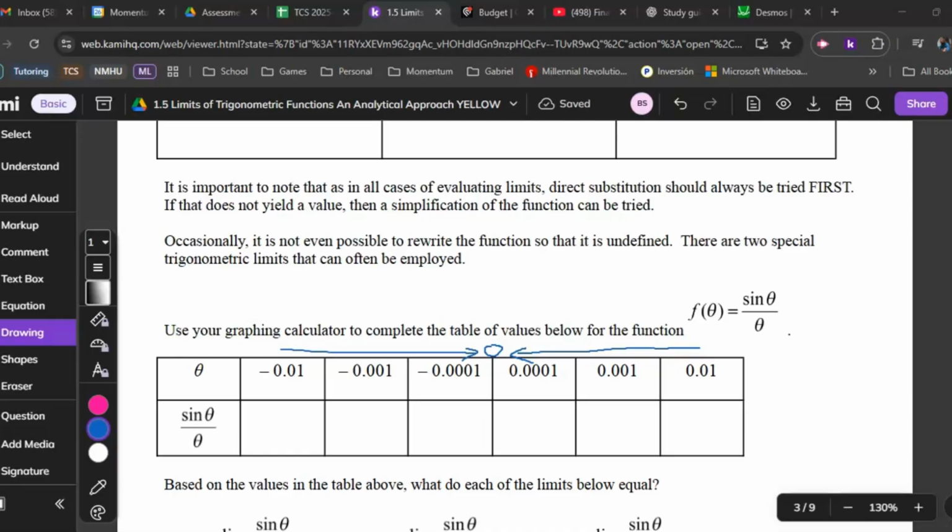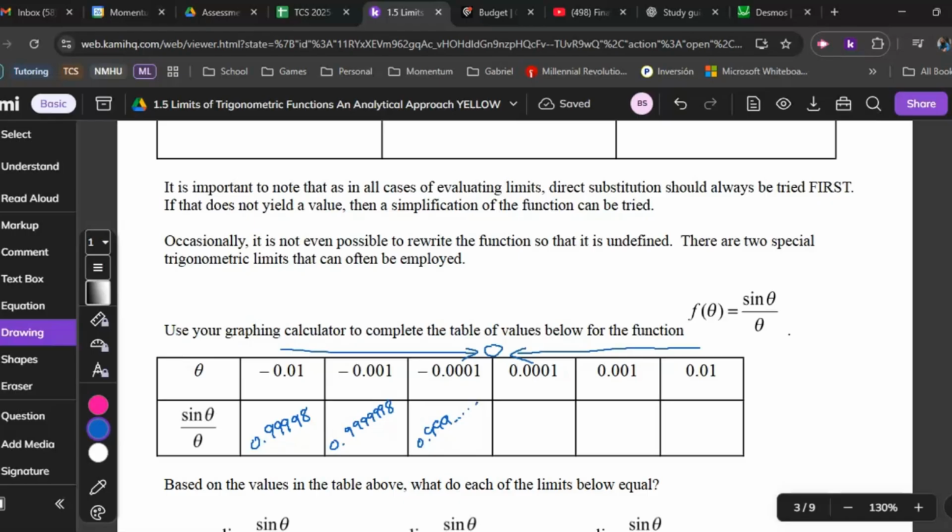All right. Now, I'm not going to make you figure these out because I don't think we have time. I did them ahead of time. But if we plug this into our calculator, sine of negative 0.01 over negative 0.01, I'm going to get 0.9999 and so on. If I do it again at negative 0.001, I'm going to get 0.9999998. It doesn't matter. I'm just going to keep adding more 9s.